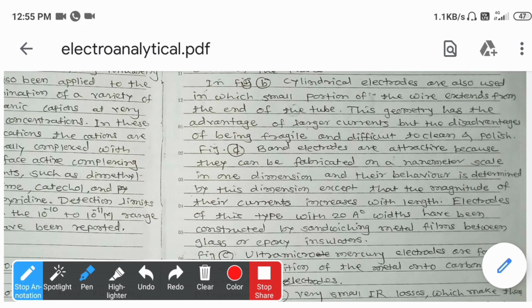Next, the cylindrical type of electrode is also used, in which a small portion of the wire is extended from the end of the tube. This geometry has the advantage of a larger current, but the disadvantage is that it is fragile and difficult to clean. The band type of electrodes can also be fabricated and give better results.